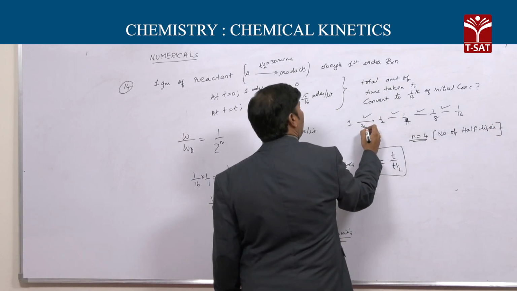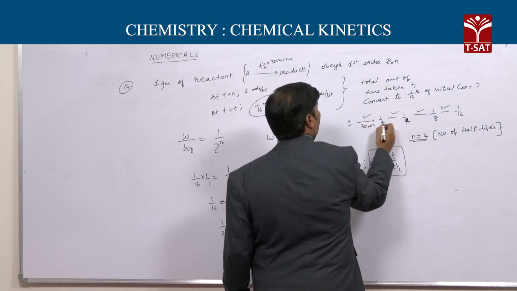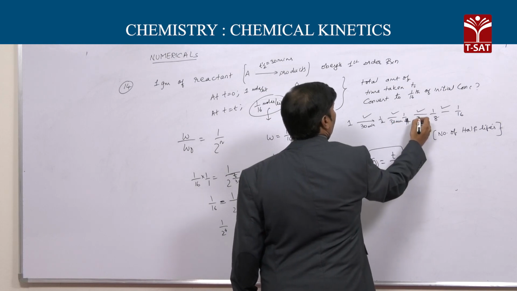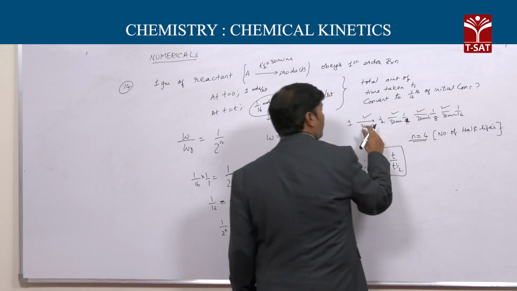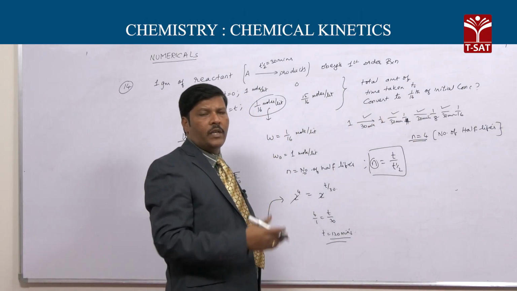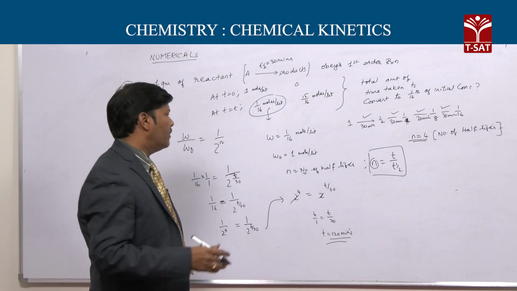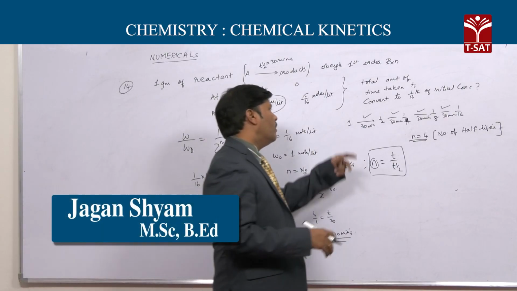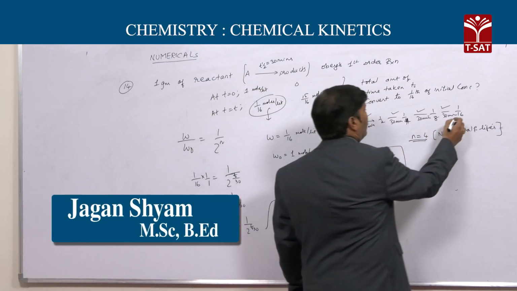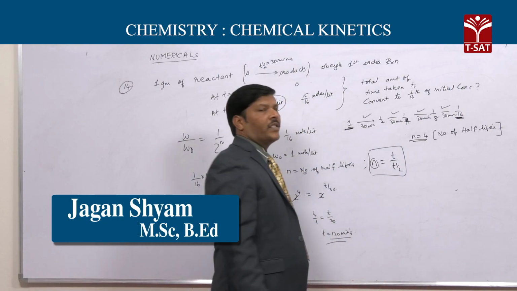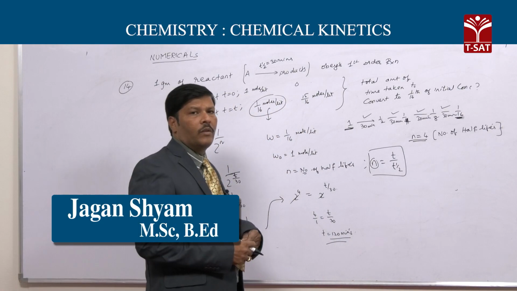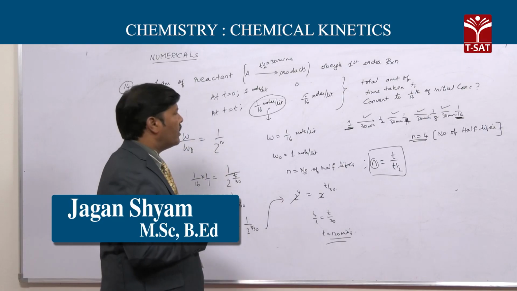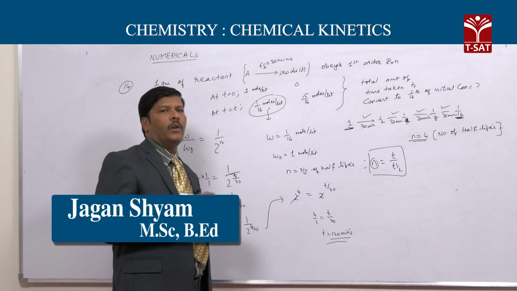Here 30 minutes, here 30 minutes, here 30 minutes, and here also 30 minutes. So in total it comes to 30 plus 30 plus 30 plus 30, a total of 120 minutes required for converting 1 mole per liter of the initial concentration until 1 by 16 concentration of the reactant is present. So this is one shortcut method where we can calculate numericals based on the number of half lives.